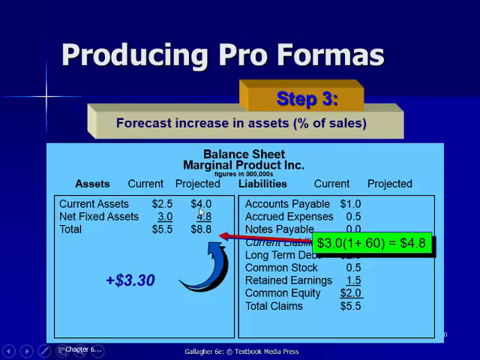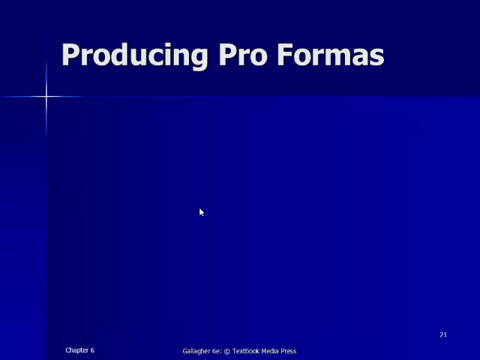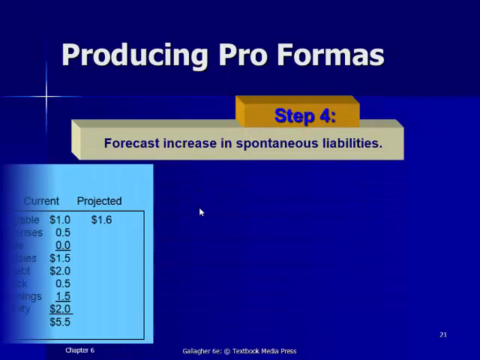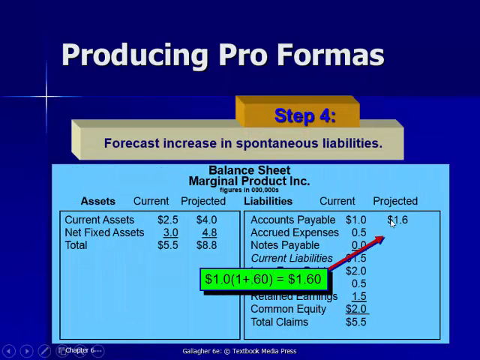And so where are the funds going to come from? To answer that question, we have to turn to the right-hand side of the balance sheet. So as we place larger orders with our suppliers, they're going to extend more trade credit to us. Our accounts payable will go up. Again, we'll assume that that's proportionate to the increase in sales. So that $1 million gets increased by 60%.